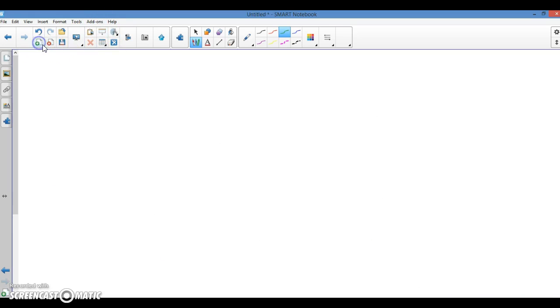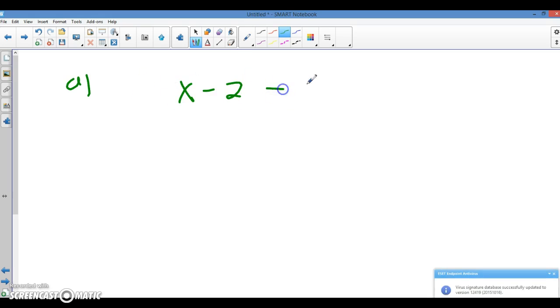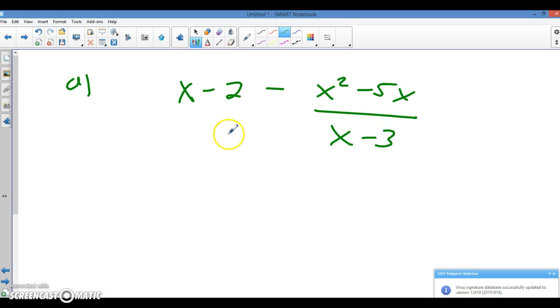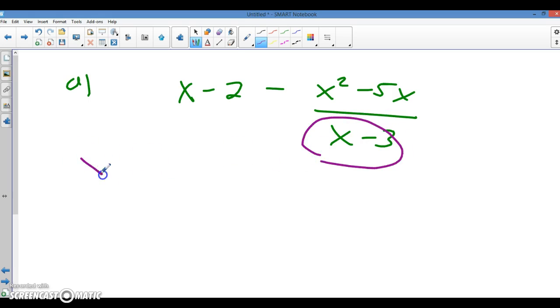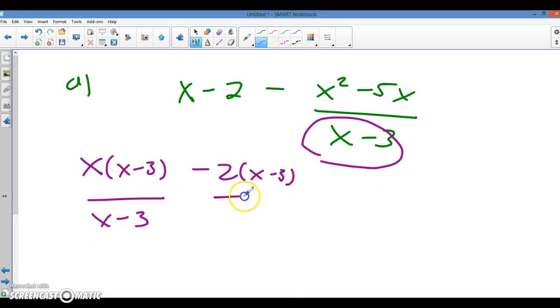So if we're looking at, let's say D, I'm not going to do the whole thing, but if I look at D and I want to know what this is, what you're going to do is add these together, and to add these together, you need a common denominator. And the common denominator is going to be x minus 3. So you go x minus 3, subtract 2, x minus 3. So this is now all over x minus 3. This is over x minus 3. This is over x minus 3.